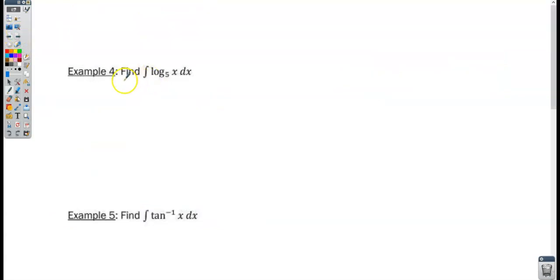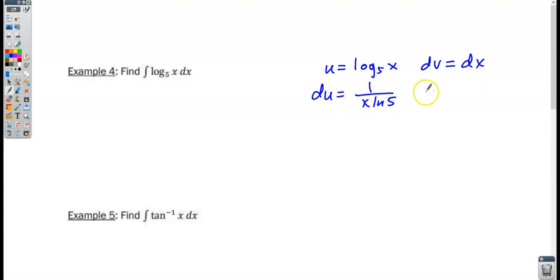Example 4. The integral of the base 5 logarithm of x dx. This is one of those I was talking about where we just have the single logarithmic expression in here. We'll handle this using integration by parts. U equals the base 5 log of x. dv equals dx. I take the derivative of this. This is going to be 1 over x natural log of 5. I take the integral of this. That's going to be x.